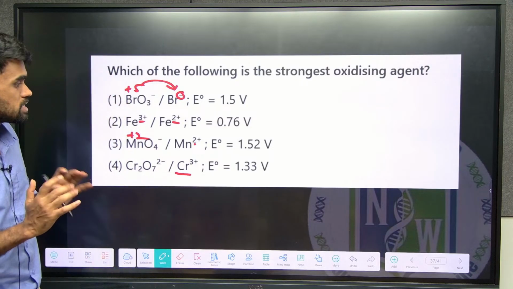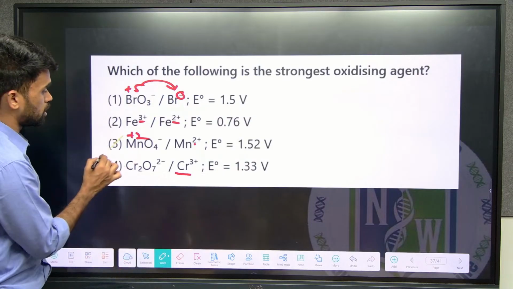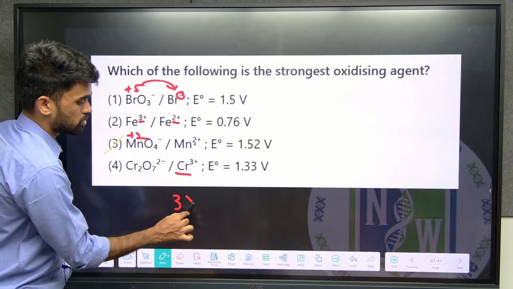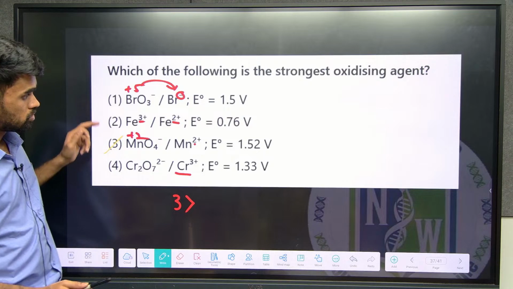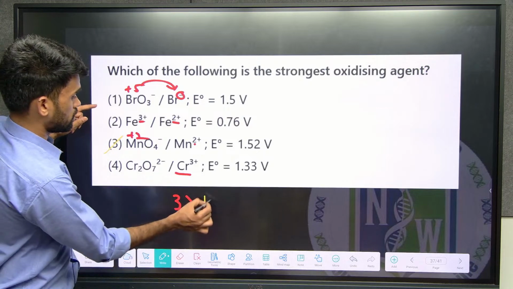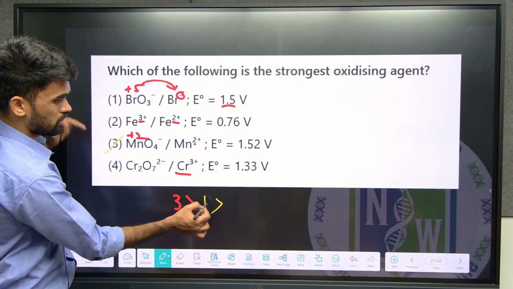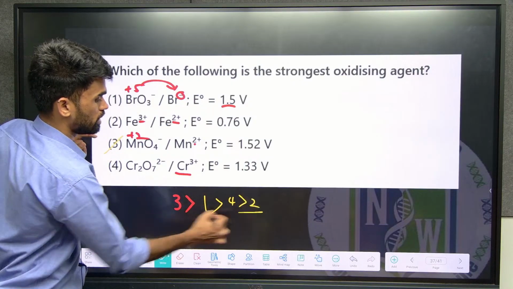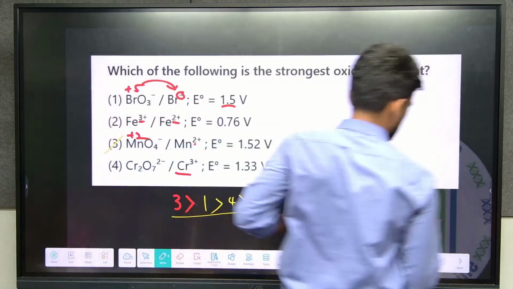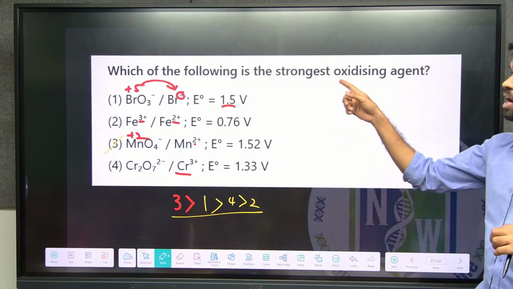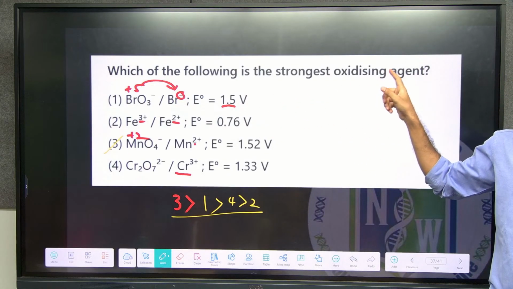So who is the strongest oxidizing agent out of the 4 options? This one, the third option. If I ask for the order, the first one is 3, then 3 1 4 2. Is this clear or not? How we are answering the questions? Okay. Next. So more oxidation potential, more reduction potential means it acts as a strong oxidizing agent.